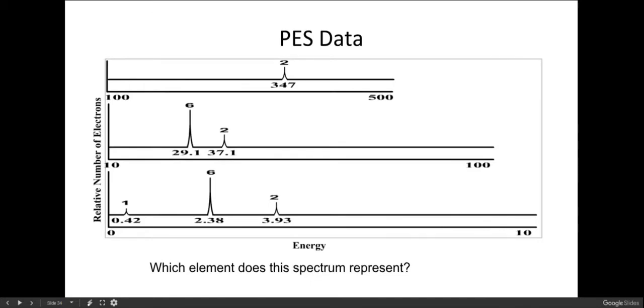Now, where are our valence electrons versus where are our inner core electrons, and which ones are the ones that are closest to the nucleus? Well, the valence electrons are going to be the ones that are easiest to remove, right? Those are the ones that come off first. They're farthest from the nucleus, so they're going to be the lowest energy.